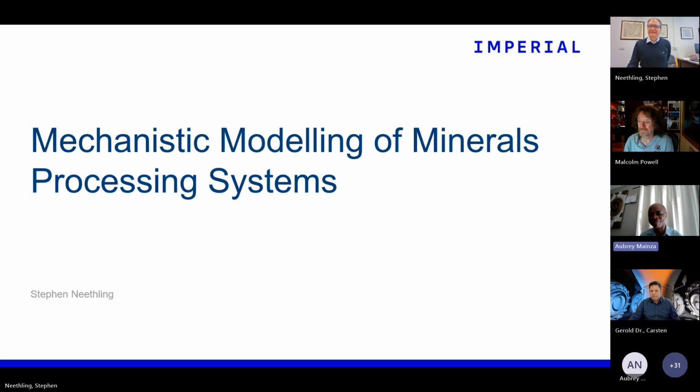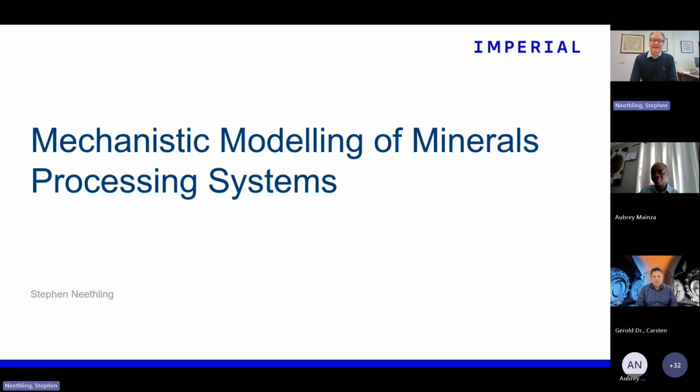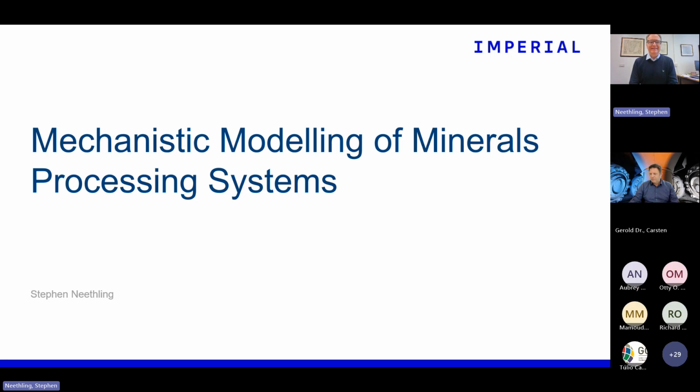The floor is yours. Okay, well, thank you very much, Aubrey, for the introduction. So what I'm going to be talking about today is partly an overview of some of the work I've been doing over, well, many years now, but also particularly looking at the link between modeling and the measurements that go with the modeling. Admittedly, I am very much on the modeling side of that equation, so I will also be talking about some of the work being done by a variety of my colleagues here at Imperial College.